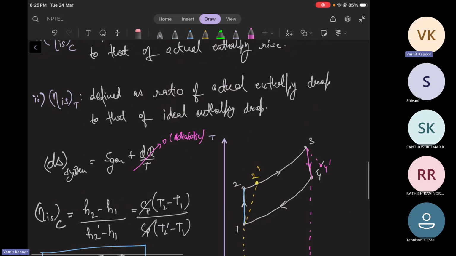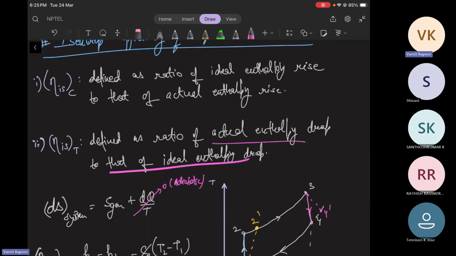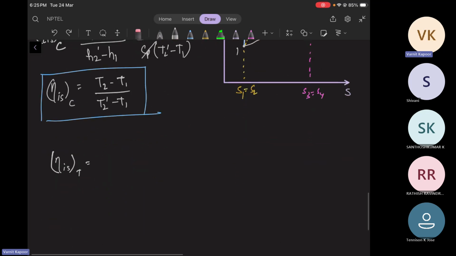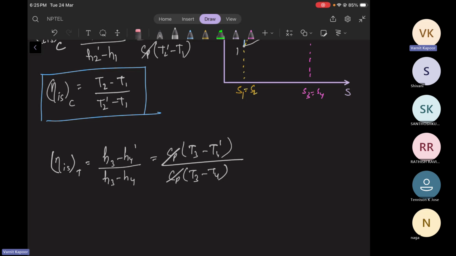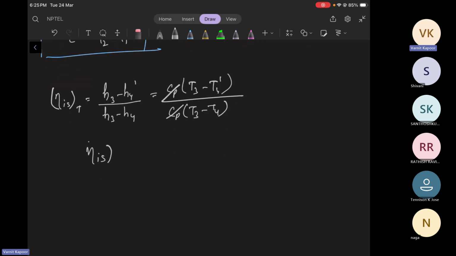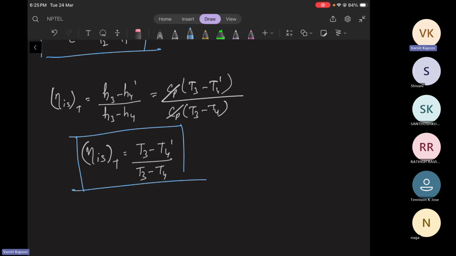So it will be actual enthalpy drop to that of ideal enthalpy drop. Actual is H3 minus H4 dash to that of H3 minus H4. And again, in terms of temperature, it will be T3 minus T4 dash to that of T3 minus T4. The Cp cancels out, and you are finally left with the isentropic efficiency of a turbine being T3 minus T4 dash to that of T3 minus T4. This is your expression for isentropic efficiency.